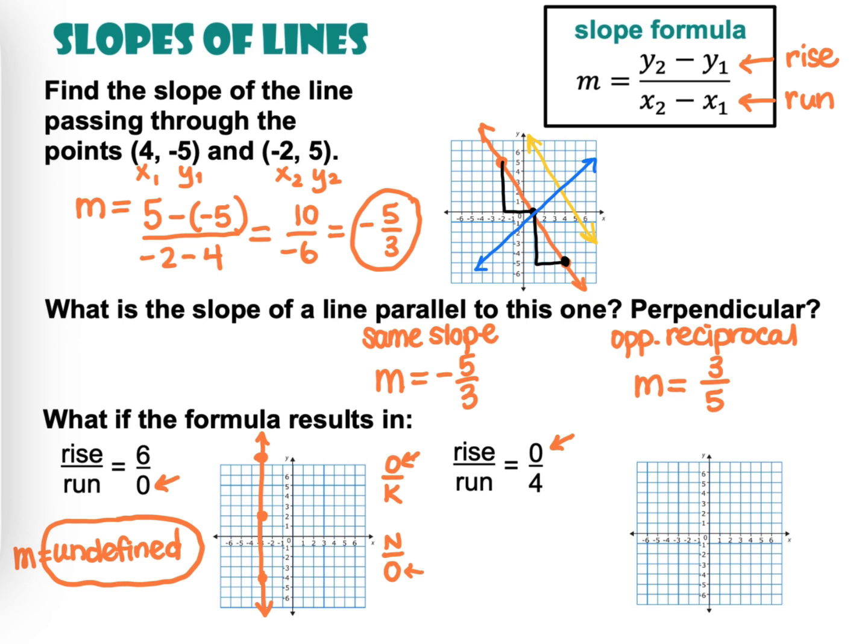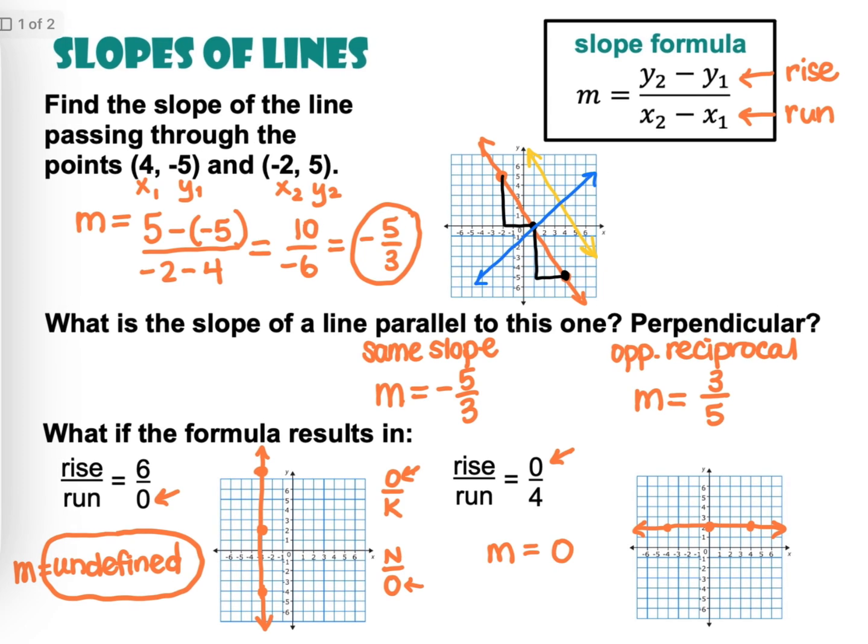If we started at a random point and we went up 0 over 4, that's a horizontal line, and we call that a slope of 0 because 0 divided by 4 is 0.